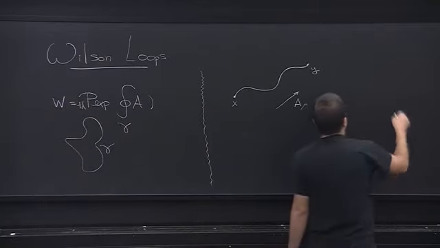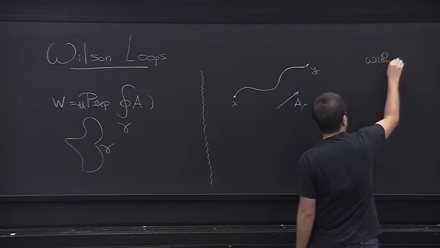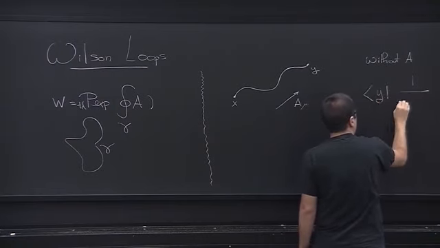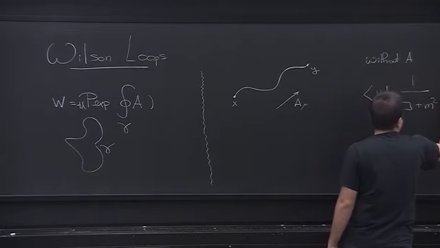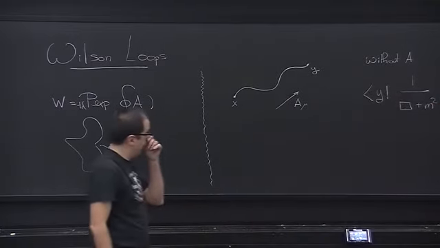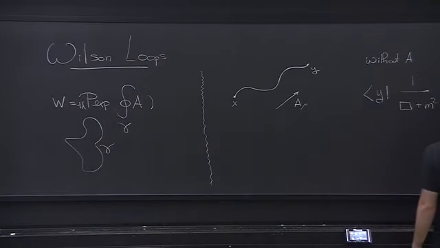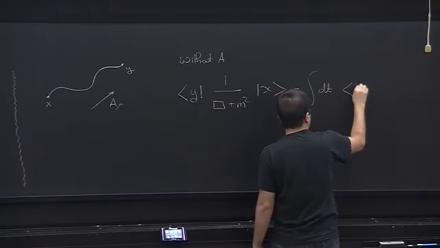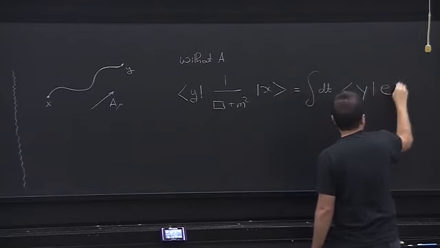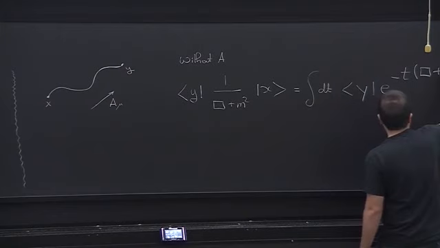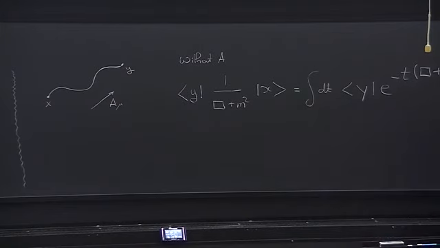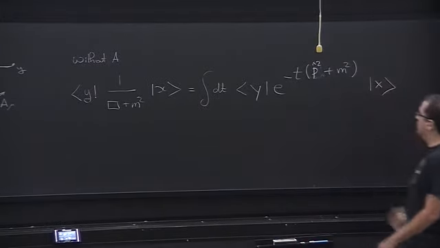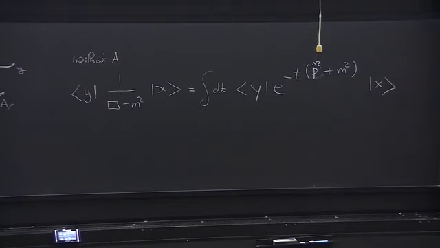So let's first do it without the gauge field, and we add the gauge field at the end. Without the gauge field A, what I want to do is consider a propagation. I have my propagator, and I want to propagate from point X to point Y. This is equal to the integral dt of the propagation to the point Y, e to the minus t times box plus m square. Box is p square, so I can put p square here. So I'm studying just the propagation from one point to the other.